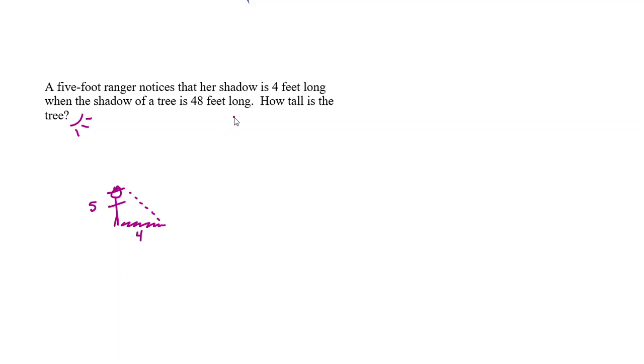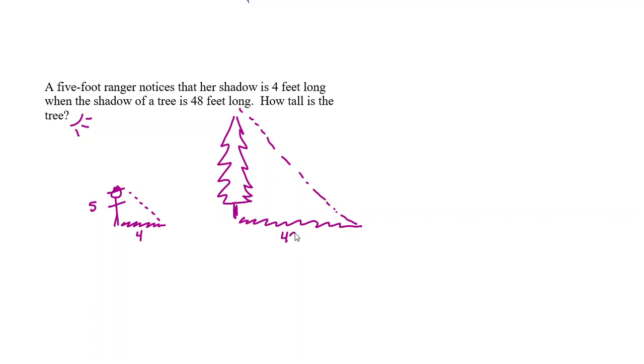Then there's this tree. It's a nice pine tree, beautiful. And the sun is shining on the pine tree the same way the sun shining on the ranger, creating a shadow. And the pine tree shadow is 48 feet long. So how tall is the pine tree? Well, when we want to know what something is and we don't know what it is, we'll usually use a variable. So we can use x.